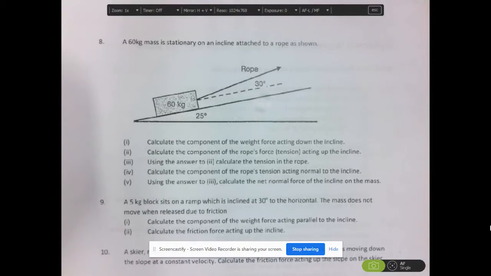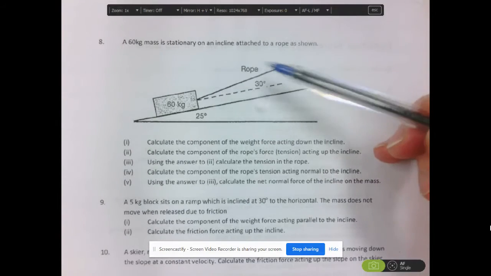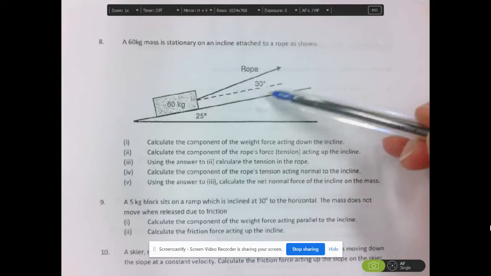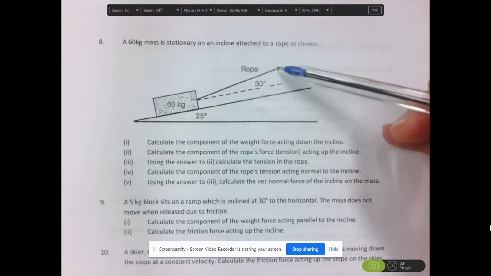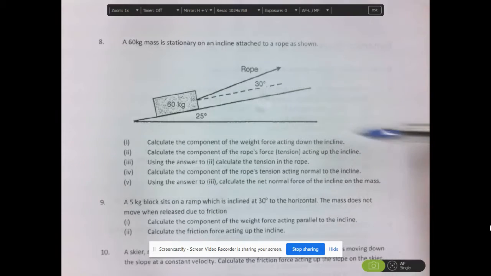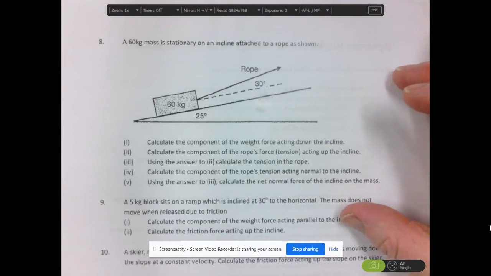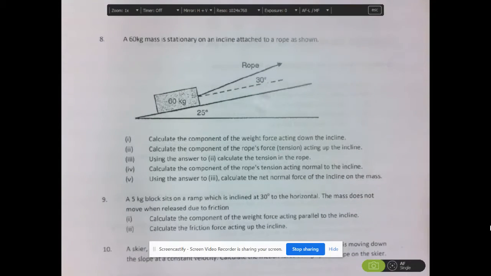Looking at it, we've got a 60 kilogram mass here, and it's stationary on an incline. If it's stationary, then we've balanced our forces on this incline, and it's attached to a rope. Because it's a rope, there will be a force in this rope, and that force is called tension. So let's do the 5 questions that it's asking here.